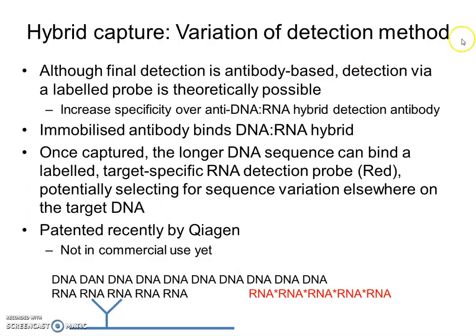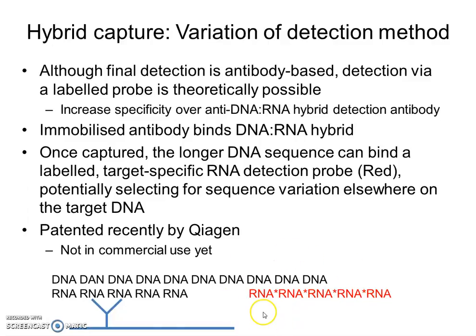There is a variation of this, which is hybrid capture, where you have your hybrid capture antibody detecting the DNA-RNA hybrids, and then you can detect elsewhere on the DNA with an RNA-specific probe that's specific to certain DNA sequences, and this will probably be called hybrid capture 3 when it comes out.